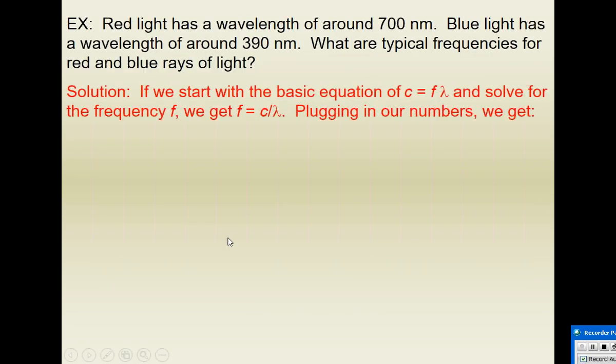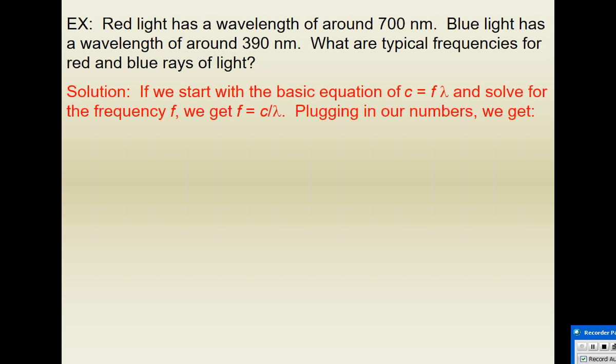Let's take a look at what is typical for visible light. Visible light runs the gamut of the colors of the rainbow. So we might see red light, and that's been measured to have a wavelength of 700 nanometers. Blue light, which is close to the other extreme of visible light, has a wavelength of about 390 nanometers. So what's the typical frequency for red? What's the typical frequency for blue?